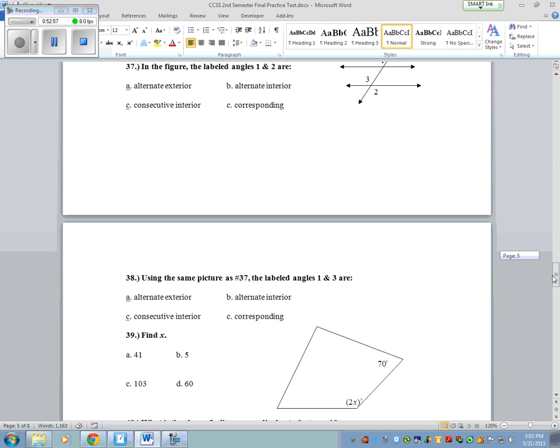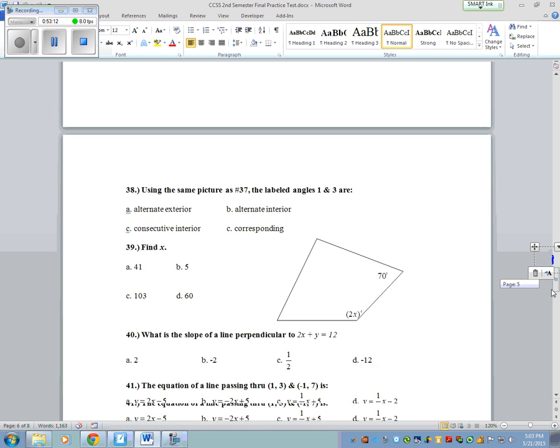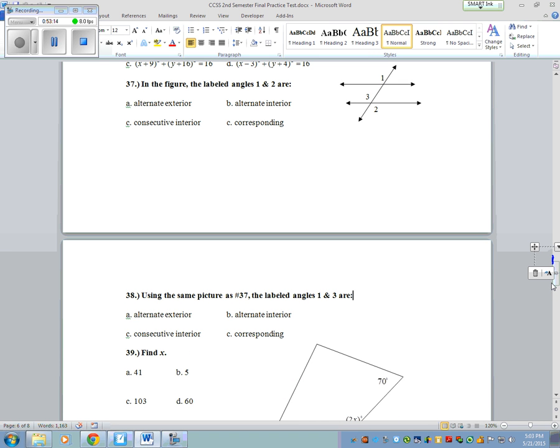All right, 37 through 39. So 37, the figure above the figure to the side here. Let's see what we got. All right. Angles 1 and 2 are what type of angles is what we're asking. It looks like they are alternate for sure. Yeah. Exterior, they're on the outside, yeah? Answer choice A.